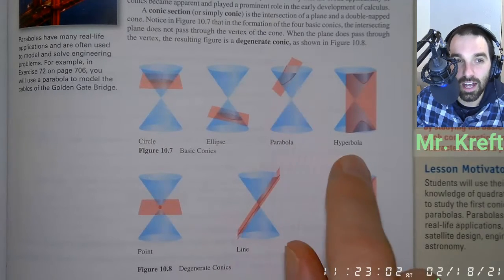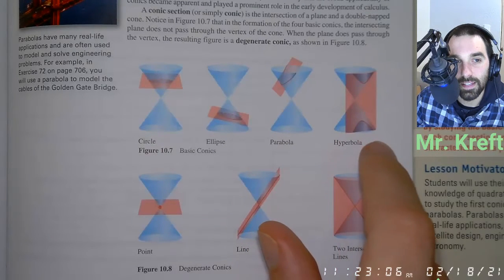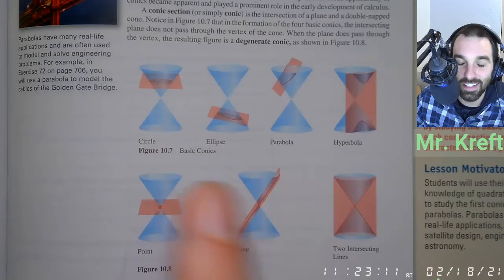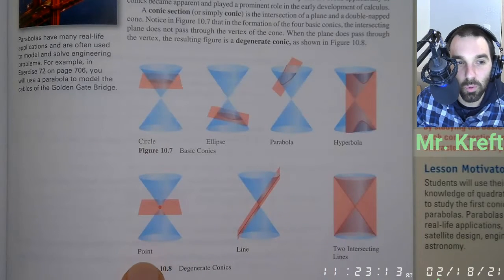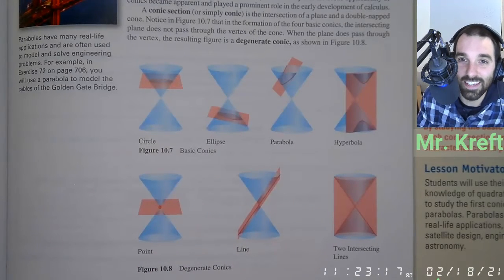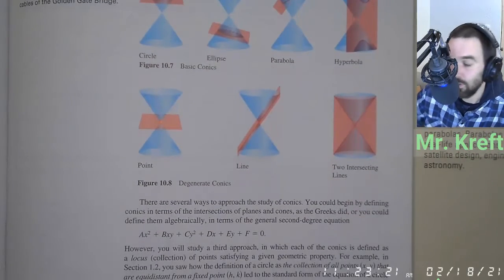So a parabola, and then a hyperbola is like this, like that. And then there are also what are called degenerate conics, again not a word you need to know. We have a point, a line, and two intersecting lines. So that's conics as a geometric thing, but that doesn't do too much for us, though it is kind of cool.